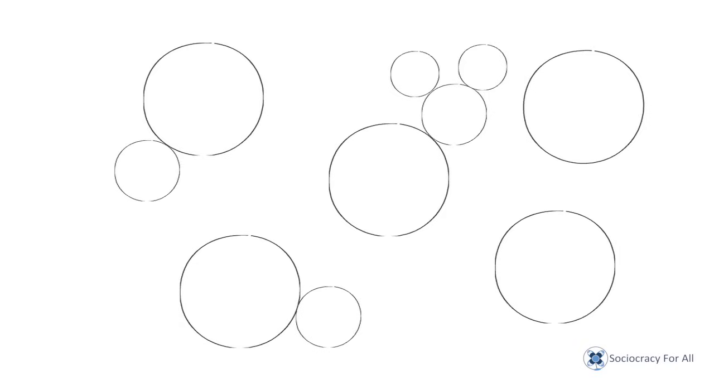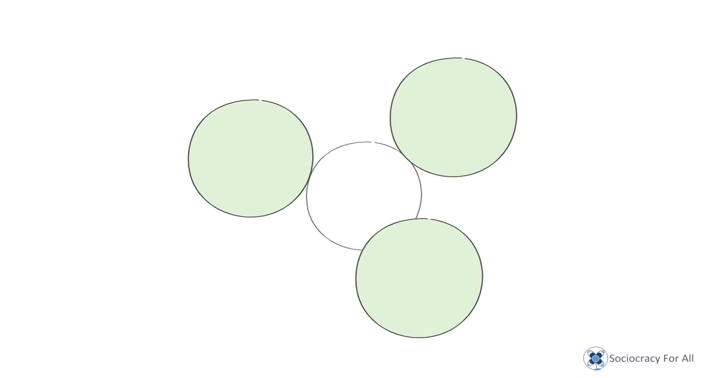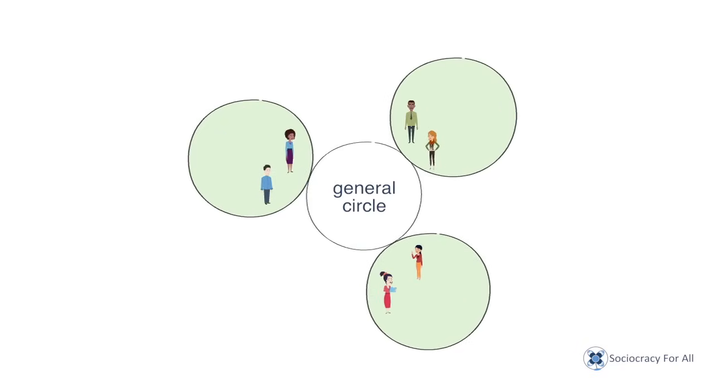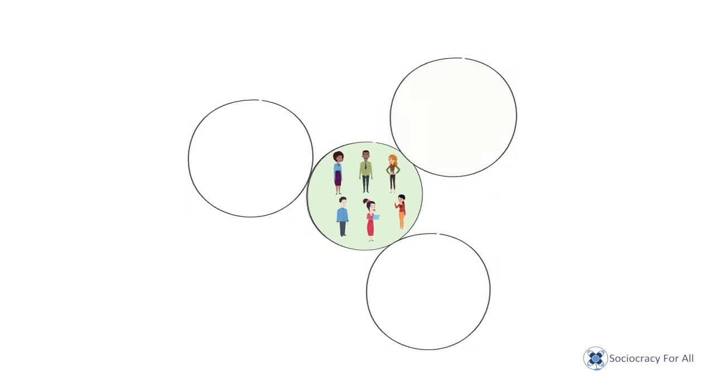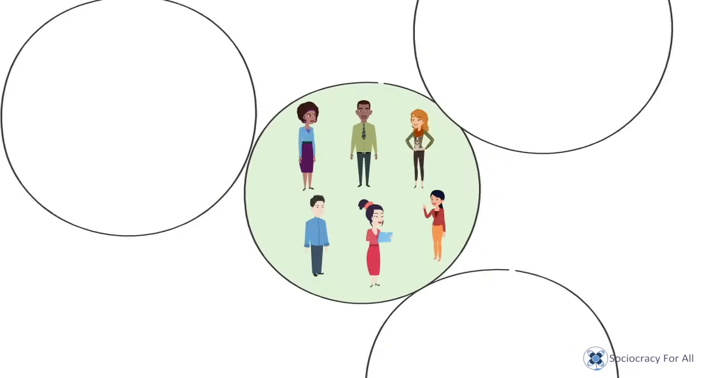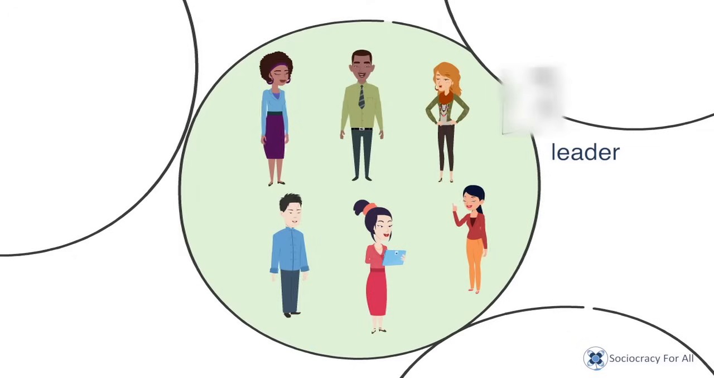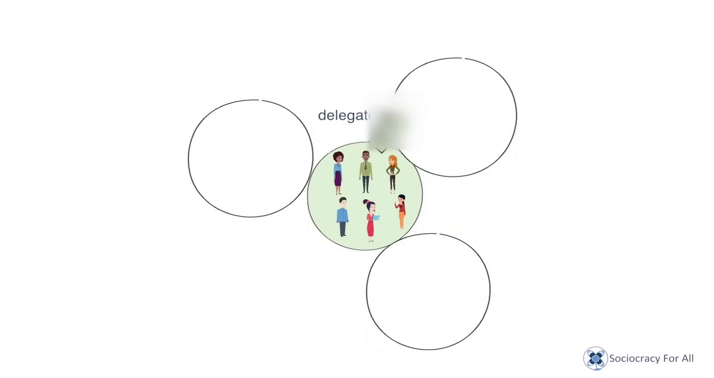How can we make sure the whole organization is aligned and connected? We do that by having one coordinating circle. That circle consists of two members from each department circle. The top-down link we call the leader of the department circle, and the bottom-up link we call the delegate. The general circle supports the circles in doing their work and makes sure all the parts fit together.